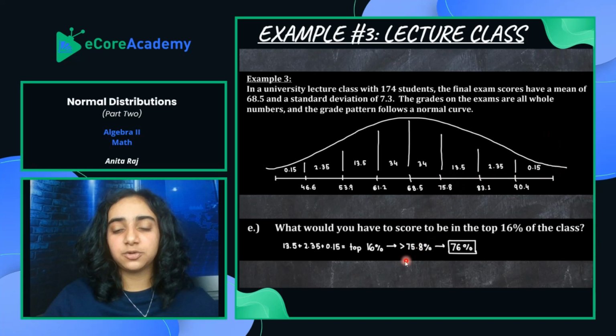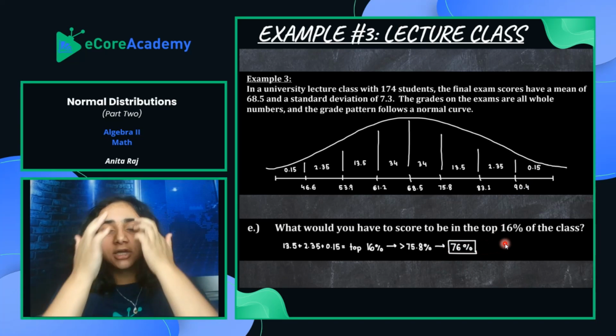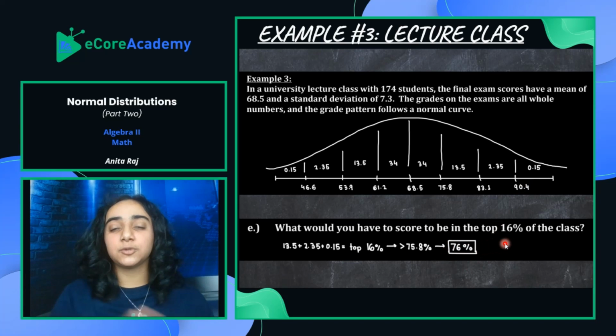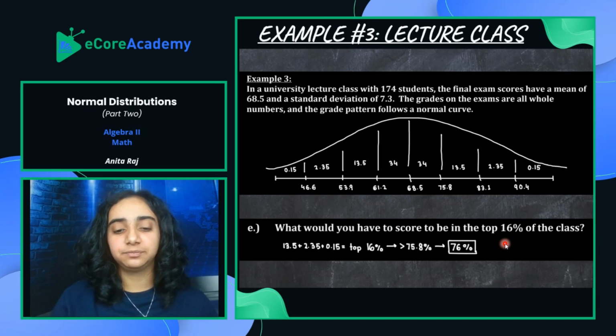So you would have had to score greater than a 75.8 to be on this right half of the top 16%. If we round that, the lowest score would have been 76%, because remember, we were told whole number scores. So we round that up to 76%. So in order to be in the top 16%, you need to score above a 76%.